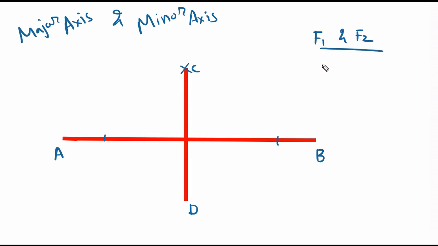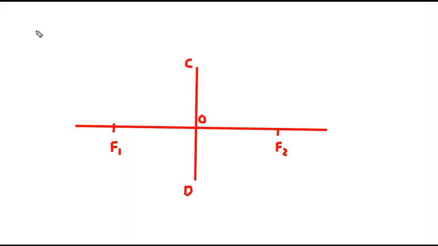In a similar way, with C as a center, draw an arc on AB at a distance AB by 2. So we can obtain the first focal point F1, and on the other side we can also obtain another focus point, that is F2.